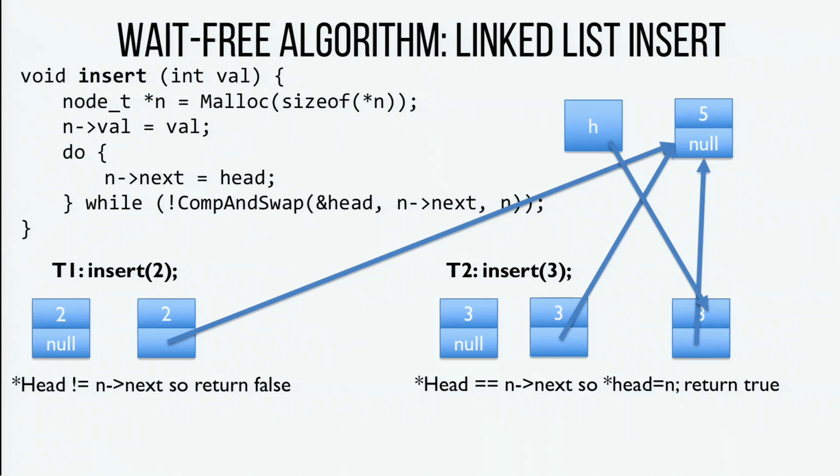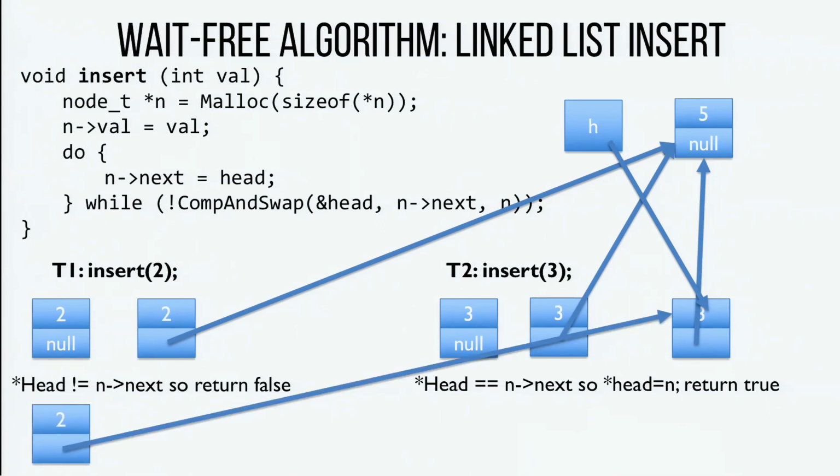It sees that something happened in between the time when it set next equal to head and when it's trying to do this switch. It sees that head does not equal the same thing that we're pointing to, so it returns false. We go through the while loop again. We now set next equal to what head is pointing to, which is that element that has 3 in it. We do our compare and swap. We see that nothing bad has happened, no other thread has gotten in there. Head still points to the same thing that we are, so we set the head to point to us, and we're done.